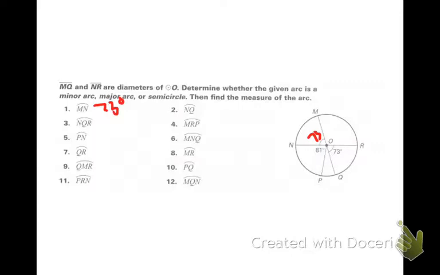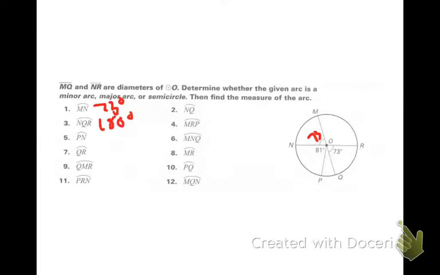NQR. What's the measure of NQR? Jacob, what do you think? NQR, what's its measure? What is NR? It's the diameter. NQR is the arc intercepted by the diameter. So NQR is 180.